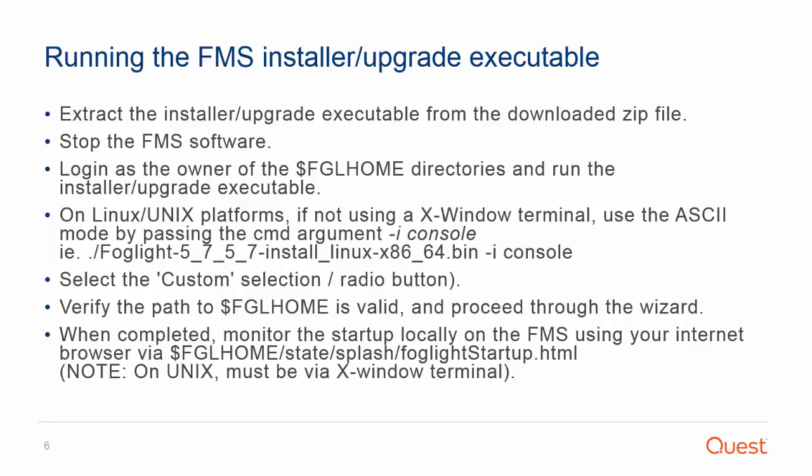When completed, you can monitor the startup locally on the FMS using your internet browser and navigate to the FGL home state splash folder and click on the Foglight startup.html file. On Unix, if you're doing this locally, again, it must be in an X-Window terminal.